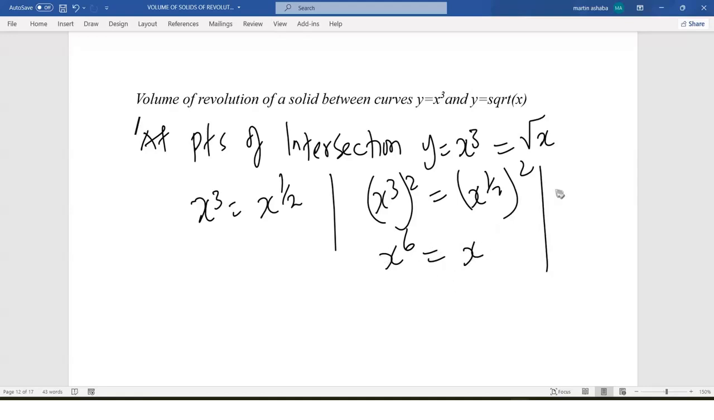If I bring it to this side, I'll have x times (x to the power 5 minus 1) equal to 0. So x is equal to 0 or x is equal to 1. Those are going to be the limits where we are going to integrate.